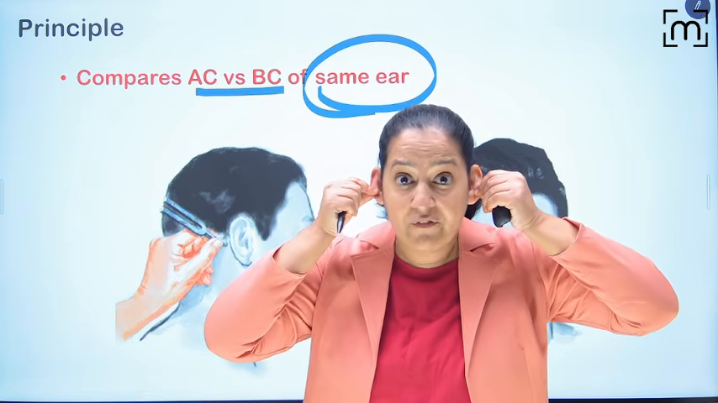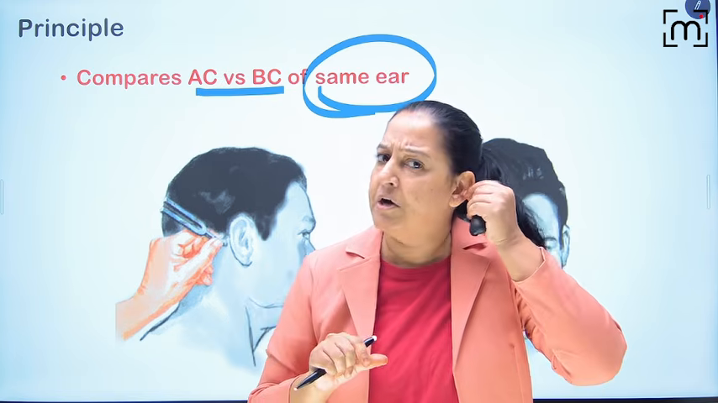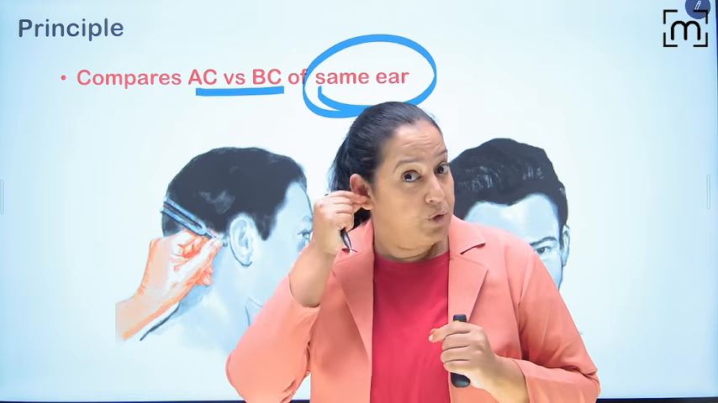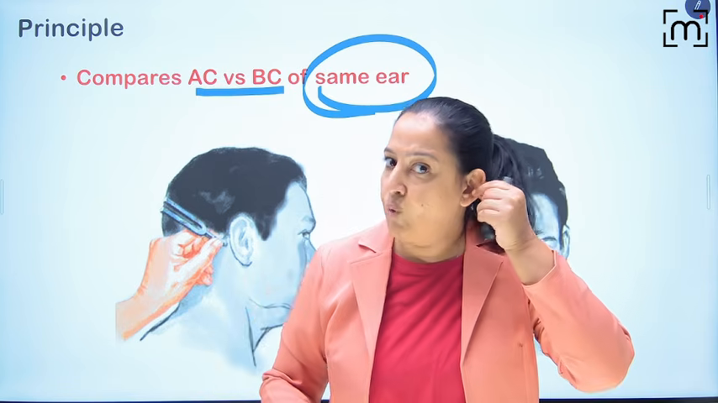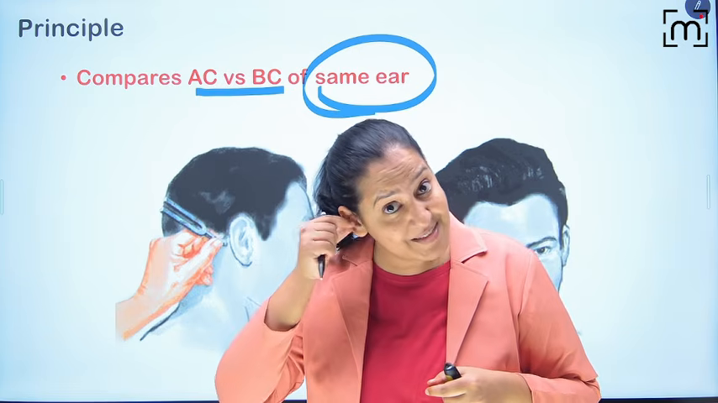In Weber, we will take 2 different ears. Right and left. Currently I'm taking any one of them. Either take right or take left, but take one of them. Do AC, do BC, compare it. So compare the AC and BC of the same ear.